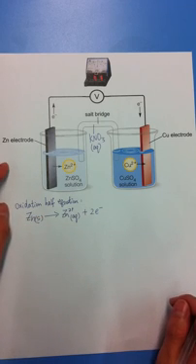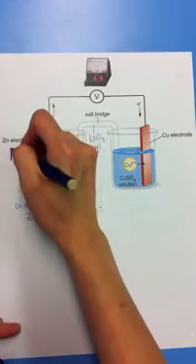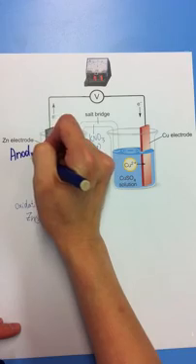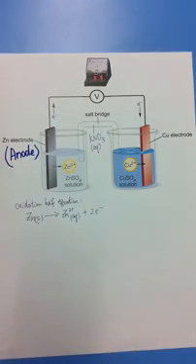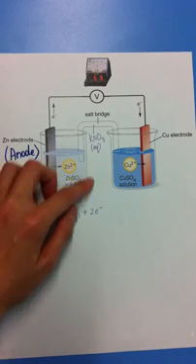We have a special name for the zinc electrode, called anode. The zinc electrode is also called anode because oxidation is happening here.